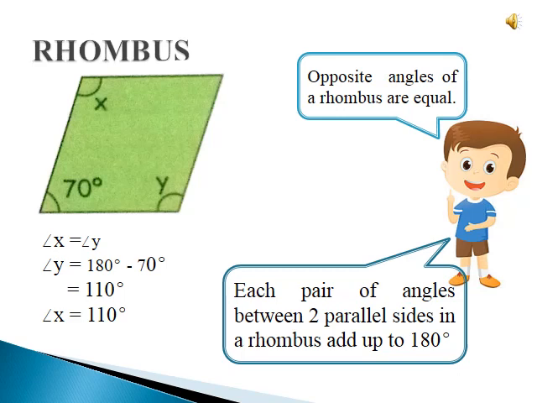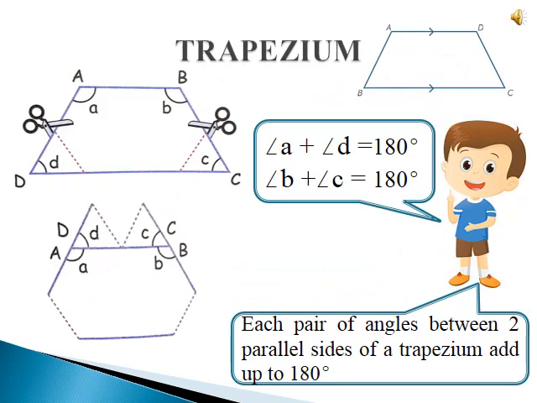How to find angle Y? We know that angles on a straight line add up to 180 degrees. So 180 degrees minus 70 degrees, we will get 110 degrees. Now if angle Y is equal to 110, so is angle X. Why is angle X going to be 110? Because angle X is vertically opposite to angle Y. Yes, perfect.